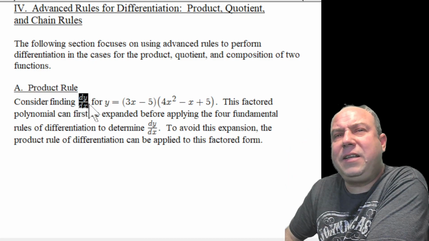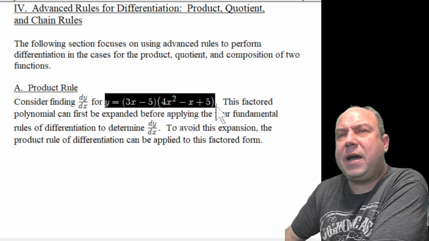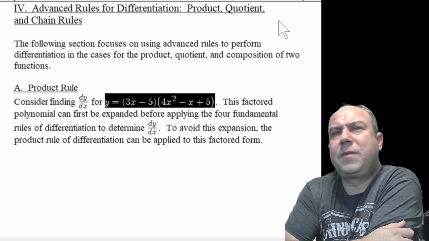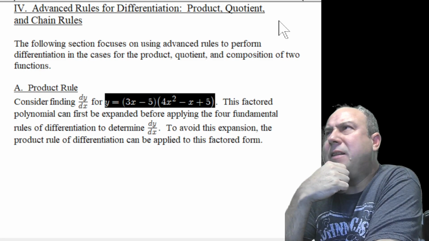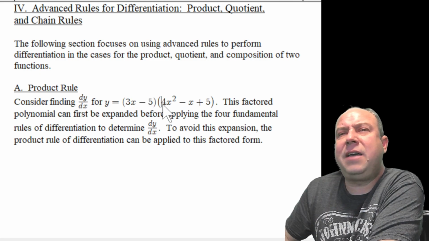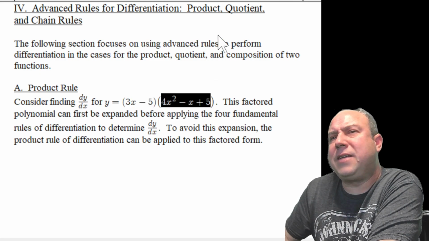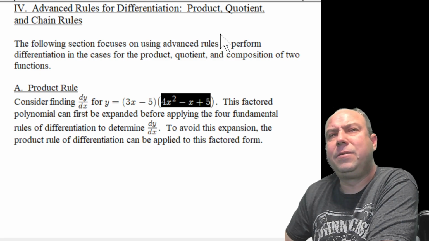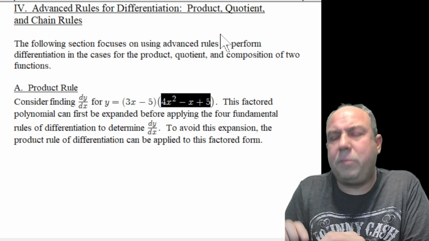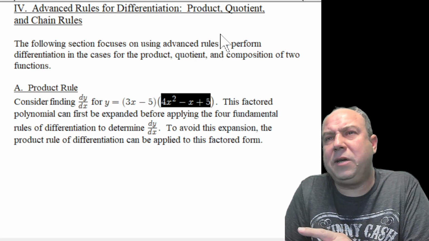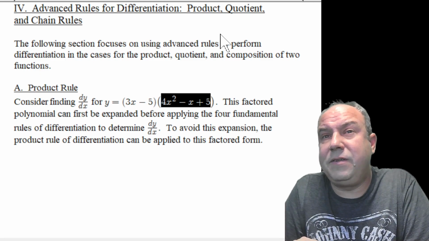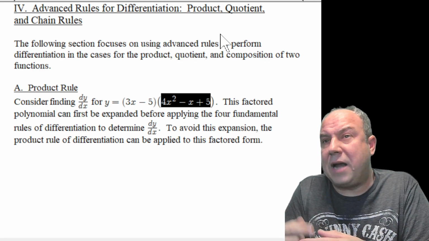Consider finding the derivative of y with respect to x, where y, we might say, is this factored polynomial involving this linear factor 3x minus 5 and this factor 4x squared minus x plus 5. We could consider evaluating the derivative of this factored polynomial by actually expanding that polynomial and then going back and applying our first four fundamental rules for the derivative to determine that value of dy dx.